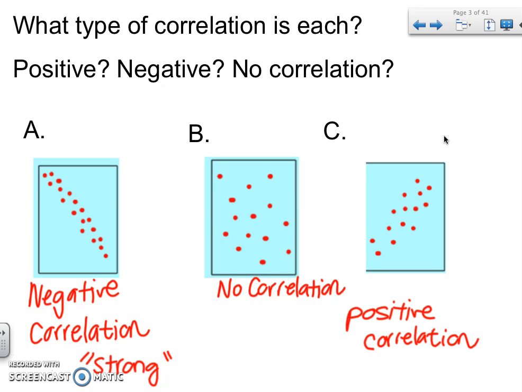And we notice that it's not as strong of a correlation as A because the points are a little bit more spread out, but it is a positive correlation because I can tell those points are going up. Okay?